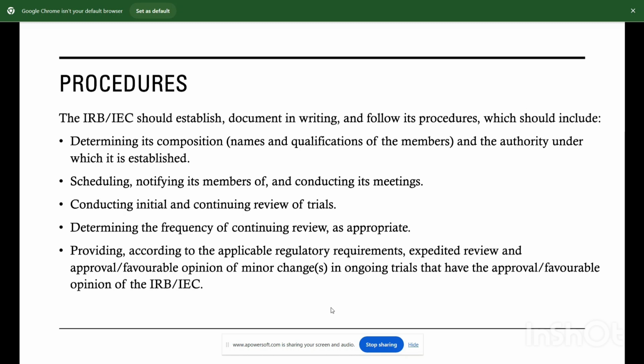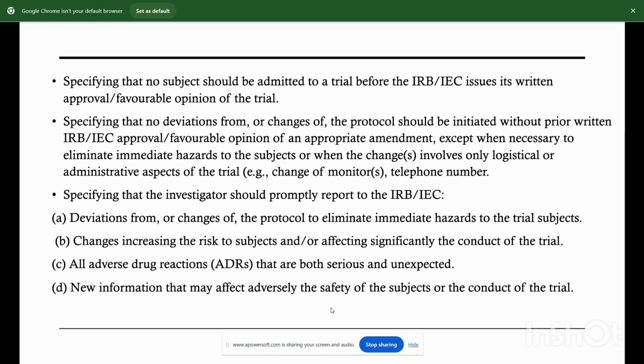Then, in the future, if any changes happen in the study, such as a documents amendment like a protocol amendment, the EC has to do the review, and that decision also the EC has to take. So like that, different things the EC has to perform.